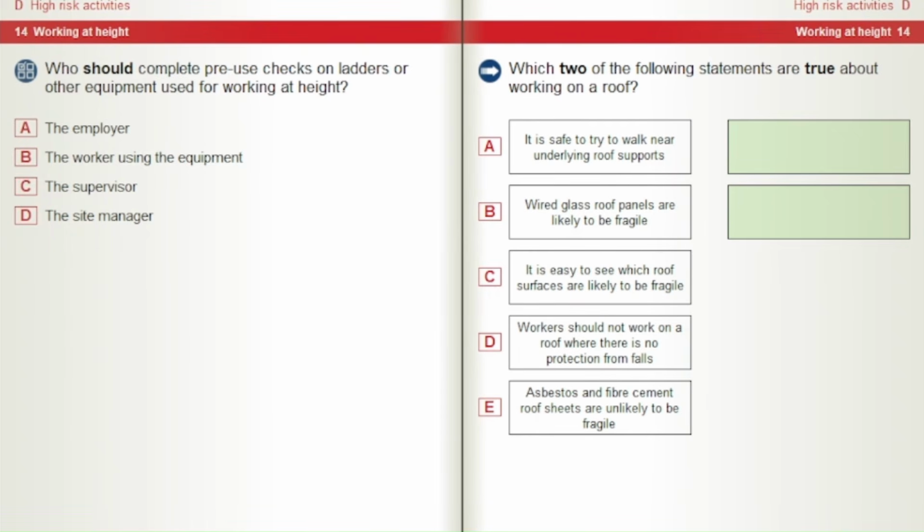Which two of the following statements are true about working on a roof? It is safe to try to walk near underlying roof supports. Wired glass roof panels are likely to be fragile. It is easy to see which roof surfaces are likely to be fragile. Workers should not work on a roof where there is no protection from falls. Asbestos and fibre cement roof sheets are unlikely to be fragile.